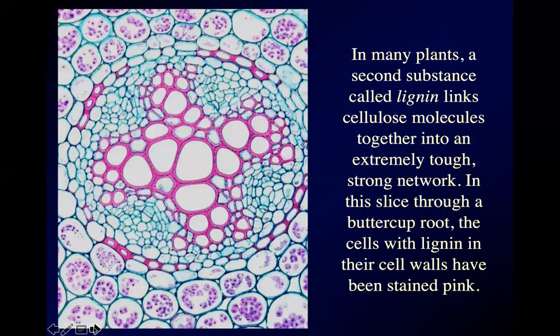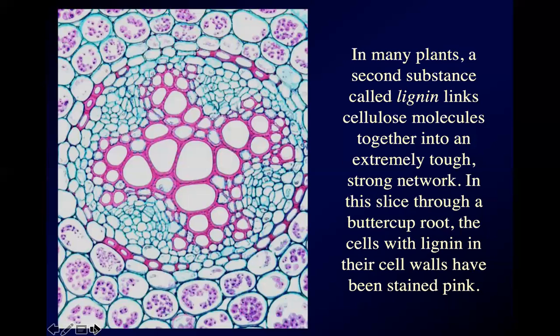In many plants, there is something else in the cell walls, a substance called lignin, and that locks the cellulose molecules together to form an extremely tough network. Wood is made of cellulose plus lignin, making the cell walls that make up wood extremely tough and hard and, well, as tough as wood.